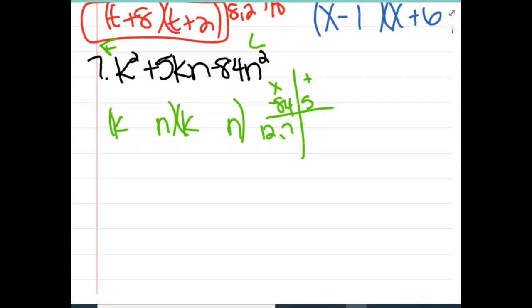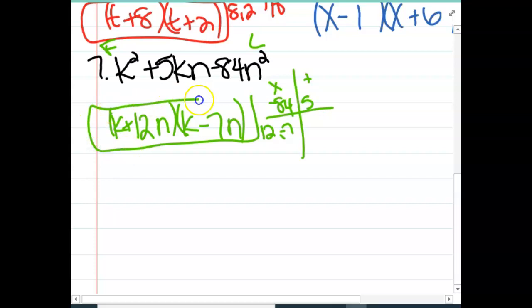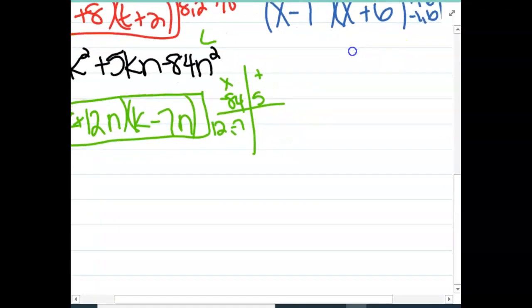Now, these ones may take a little bit, but it's going to be 12 times 7, okay, are going to be the 2 numbers. Now, since it's a negative 84, one of these needs to be negative. They're going to add to give me a positive 5. So the 7 has to be negative. The 12 is bigger, so it needs to be positive. So all that's going to be is k plus 12n, k minus 7n. The only way those change is that you have variables in the front and backs of your parentheses as well.